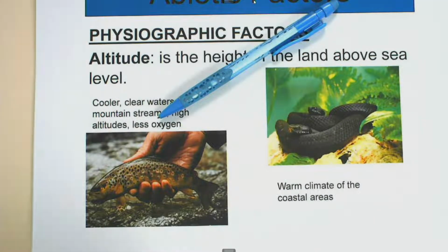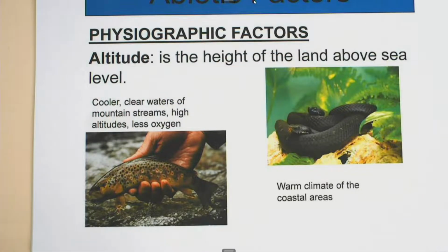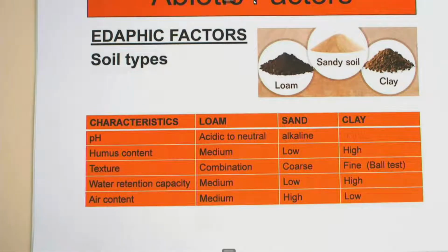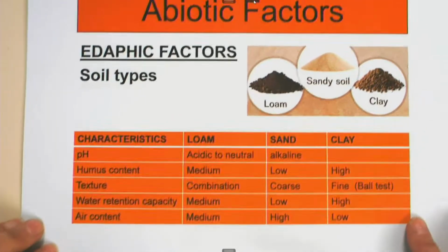You won't find them where there's snow, but between the snow area and the coastal area, you will find these fish, and their habitat will be there because those are the factors that they like, and it's influenced by altitude. Okay, that's abiotic. Still abiotic.